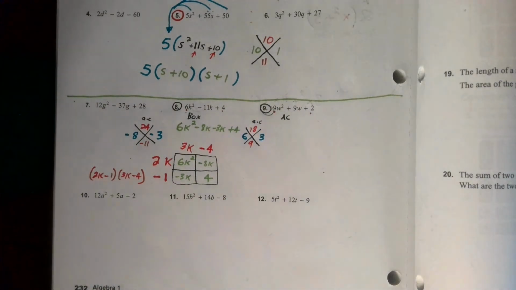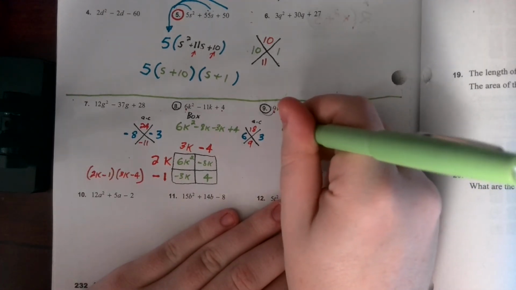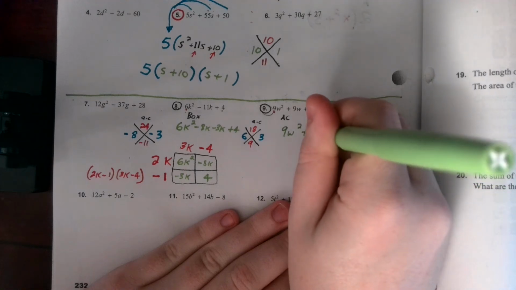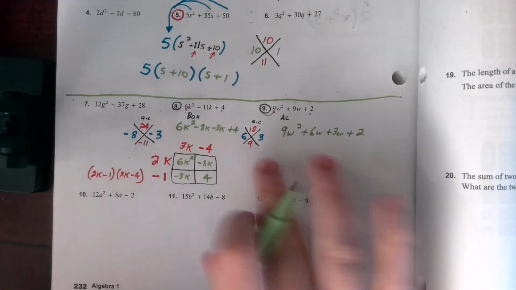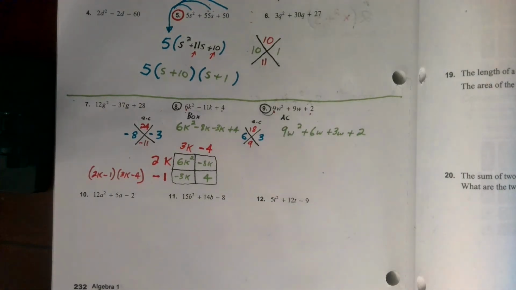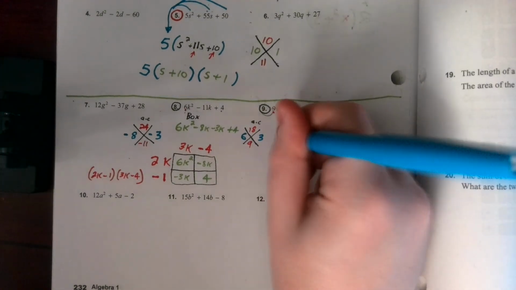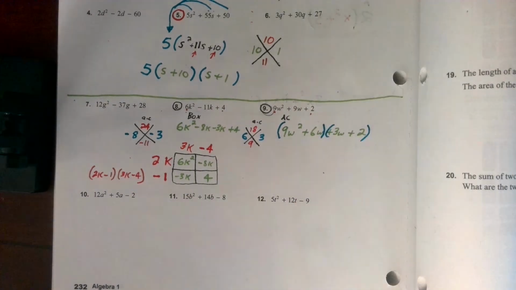So we write out our polynomial once again, except we split our middle term into 6w and 3w. So we have 9w squared plus 6w plus 3w plus 2. And again, you could have swapped it too, or it was 3w here and a 6w here. Doesn't really matter. The AC method involves us then grouping our first two terms and our last two terms and pulling out what's in common.